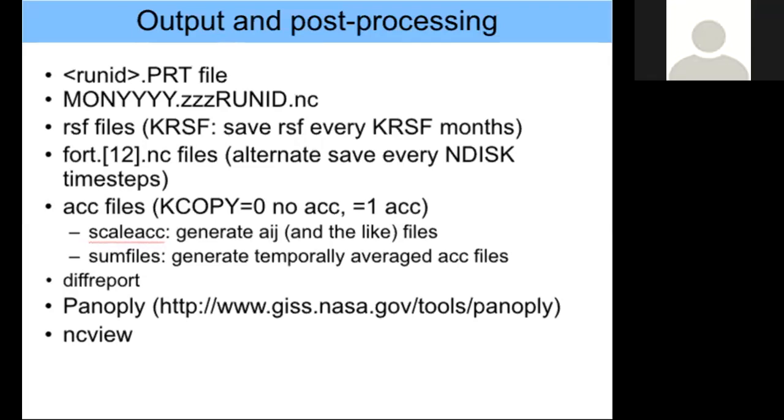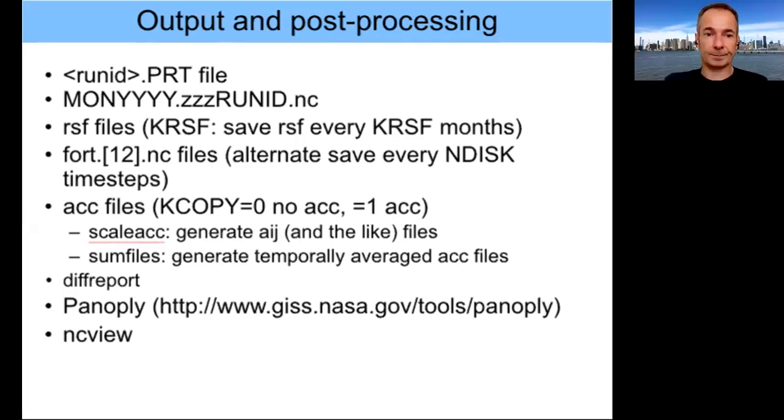Then we have the RSF files, the restart files. And the default is to save them, I think, every month. But these are really large files because they contain the full model state in double precision. So you can have a binary accurate restart every time. So you can control how often to save those things by using the KRSF flag in the rundeck. It's somewhere at the very end of it.